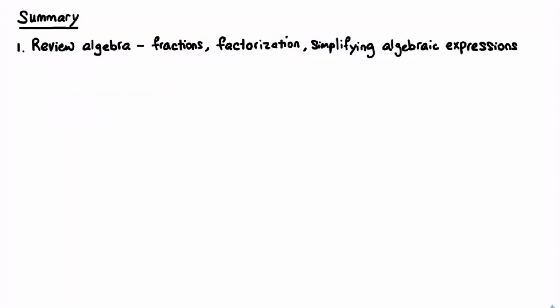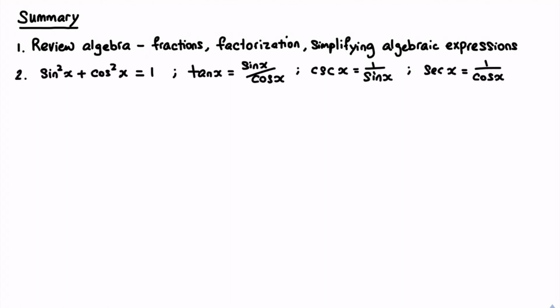So here's a summary. First, you have to review your algebra and make sure you are comfortable with simplifying fractions, performing factorization, and simplifying algebraic expressions. You have to be able to do all these without making mistakes, so that you can go from one step to the next step and know that it's correct. And then you need to be familiar with simple trigonometric identities. Sine squared plus cos squared equals 1. Tangent x equals sine x over cos x. Cosecant x is 1 over sine x. Secant x equals 1 over cos x. And know how to use them.